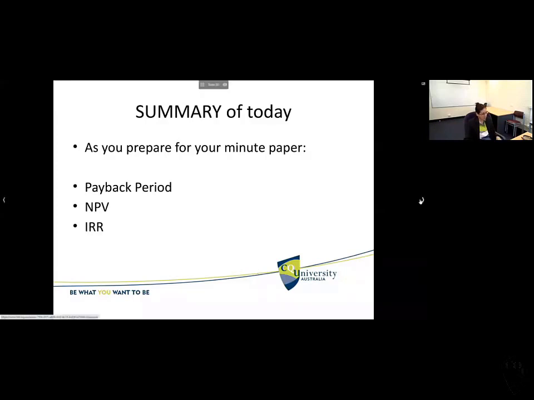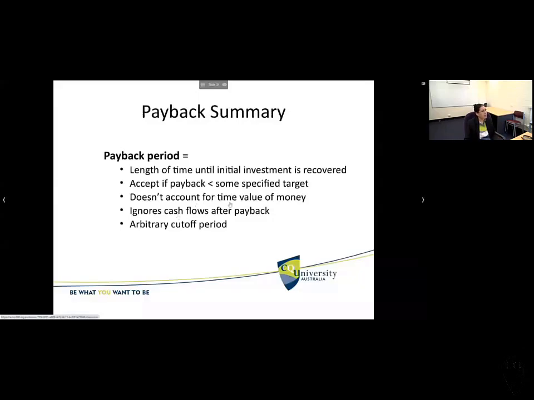So here's a summary of what we did today as you prepare for your minute paper soon. Payback period, remember, is the length of time until the initial investment is recovered. You accept it if the payback period is less than some specified target. It doesn't account for the time value of money. It ignores cash flows after that payback period, and it requires that arbitrary cutoff period, and then we ignore everything after that.